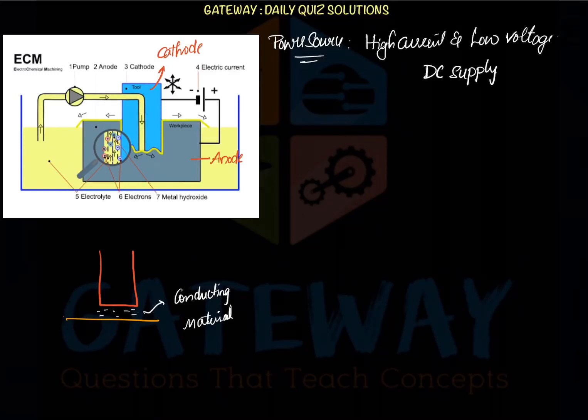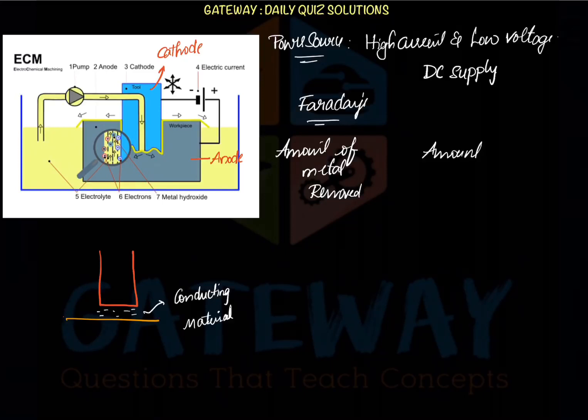Okay, and what is the governing law for this ECM? It is Faraday's law. According to Faraday's law, the amount of metal removed is directly proportional to the amount of charge flown per unit time.